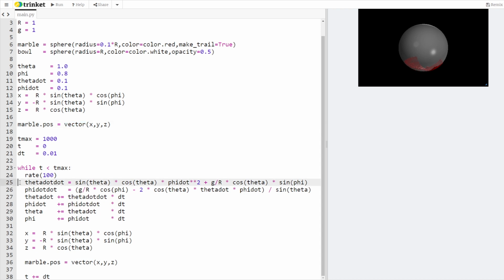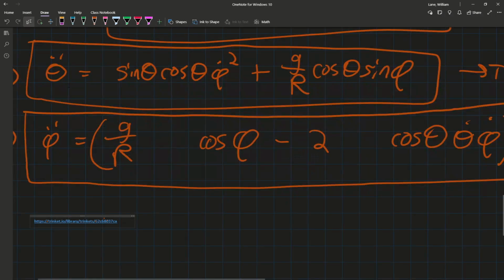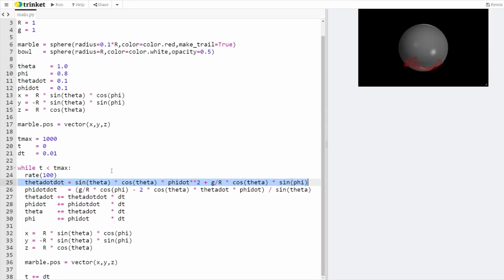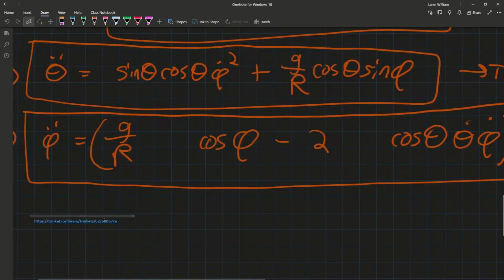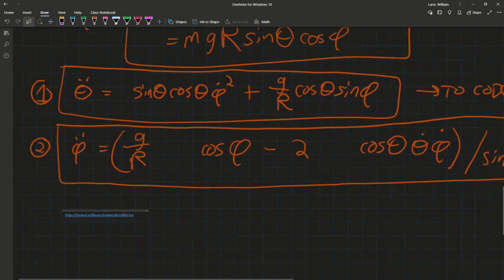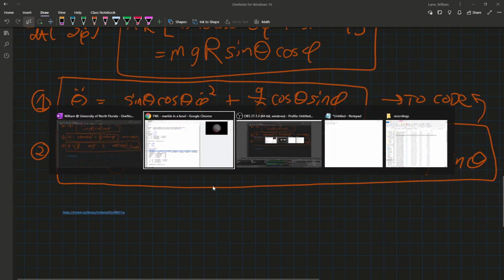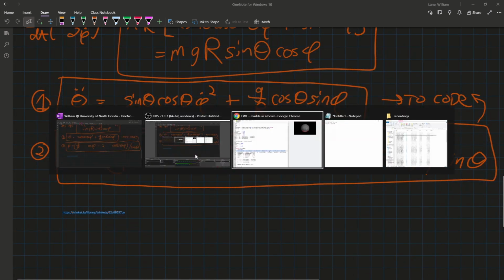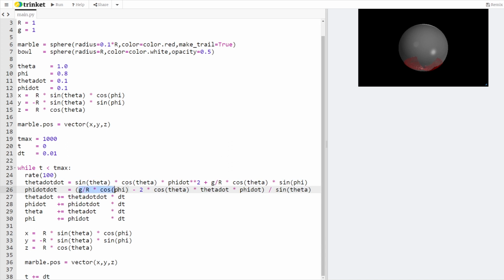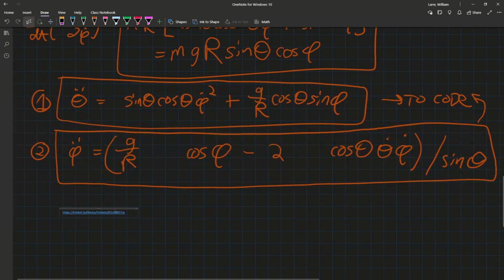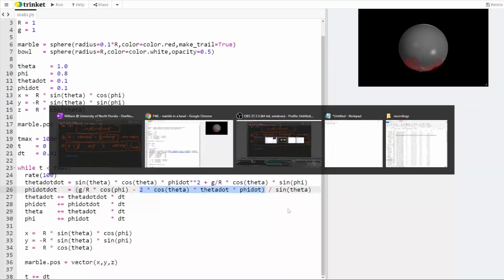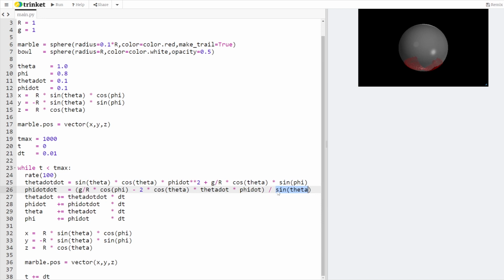So here are the two differential equations we arrived at last time. Why don't we compare those over with our work here? So theta double dot needs to be sine theta cos theta phi dot squared, minus g over r cos theta sine phi. Then my phi double dot is g over r times cosine of phi, minus 2 cos theta theta dot phi dot, all divided by sine of theta.